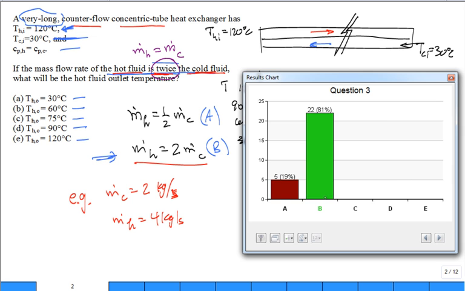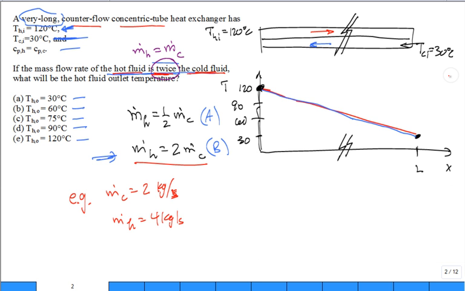So B is the right answer, isn't it? All right. Now, what happens when the mass flow rate of the hot fluid goes up? What does the red temperature profile do from your experience with heat exchangers? It kinks up a little bit. It slopes up. Does something like that, doesn't it, as the mass flow rate of the hot fluid goes up?